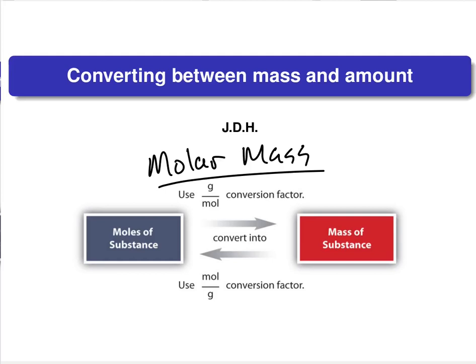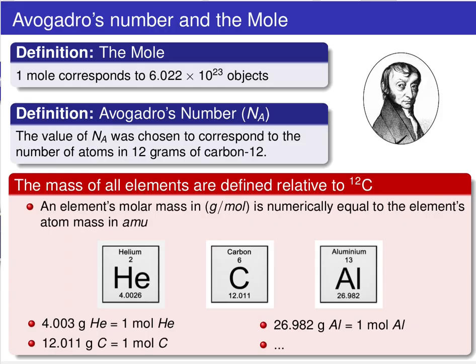Hi guys, in this video we are going to talk about conversion between mass of a substance and the amount of that substance using a concept known as molar mass. Recall in a previous lecture we introduced this concept of a mole, and we said that if you have 1 mole of objects, then that means you have 6.022 times 10 to the 23rd objects. We defined this number, known as Avogadro's number, to correspond to the number of atoms in 12 grams of the carbon-12 isotope.